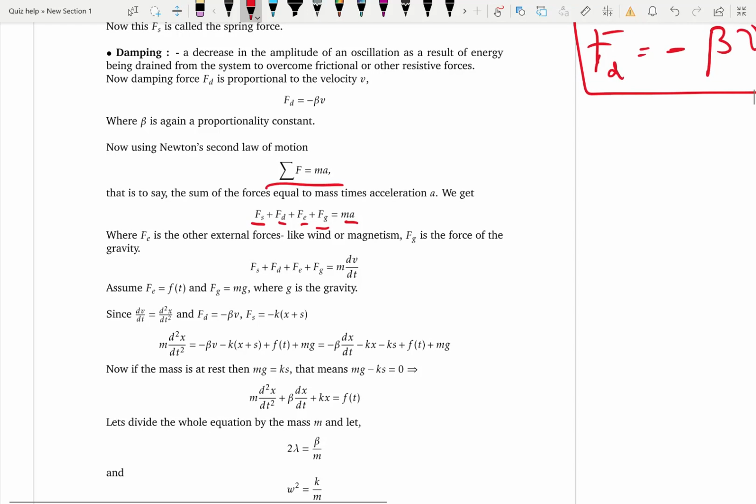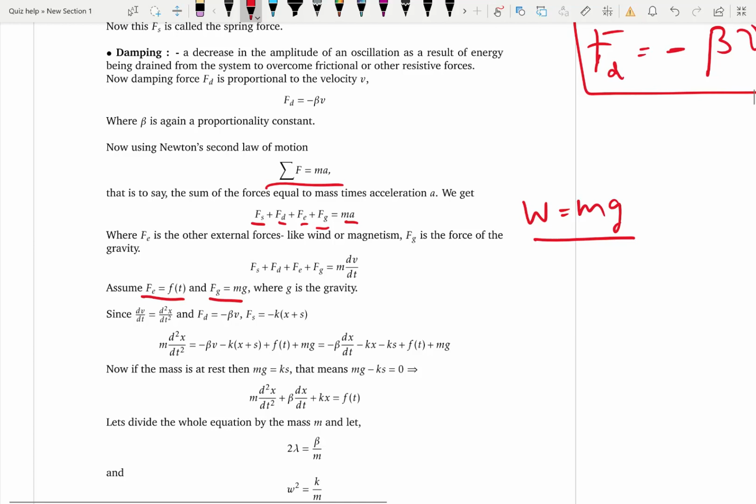Now let's say that the external forces are simply F, okay? It's a function of time. We'll get to it later, we'll learn why. And F sub G, that's the gravity, that's the weight. Now here one important thing is, whenever a question is given, you have to read very carefully and understand whether the weight is given or the mass is given.